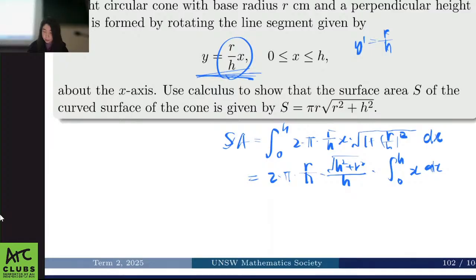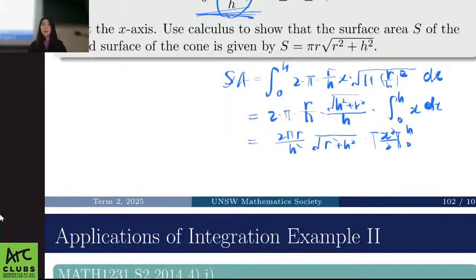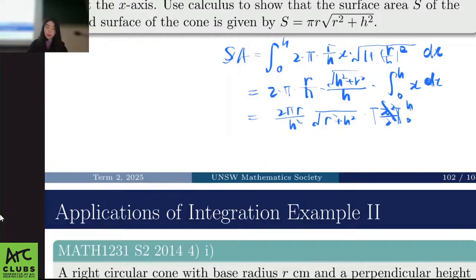And this is an integral that can be very easily evaluated. The first few terms simplify to 2 pi r over h squared multiplied by the square root of r squared plus h squared. And the integral is just x squared over 2 from 0 to h. So 0 contributes nothing, so it's just h squared over 2. And notice if you multiply all of them, the h squared cancels out with the h squared here, and the 2 cancels out with the 2. So overall, we're just going to get pi r multiplied by the square root of h squared plus r squared, which is basically what they ask you to prove.